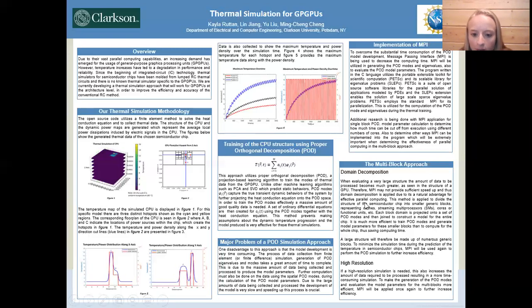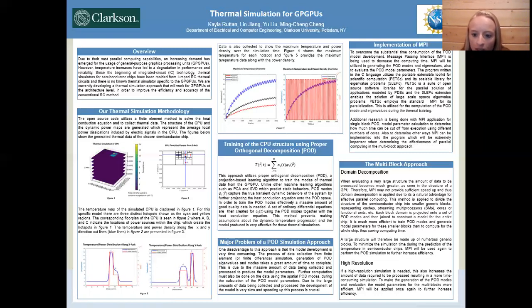utilizes domain decomposition. When evaluating a large structure, the amount of data to be processed becomes much greater, as seen in the structure of a GPU. Therefore, MPI may not provide sufficient speedup, and thus domain decomposition is applied due to its natural advantage for effective parallel computing. This method is applied to divide the structure of a semiconductor chip into small generic blocks, representing caches, streaming multiprocessors, cores, or functional units, and more.